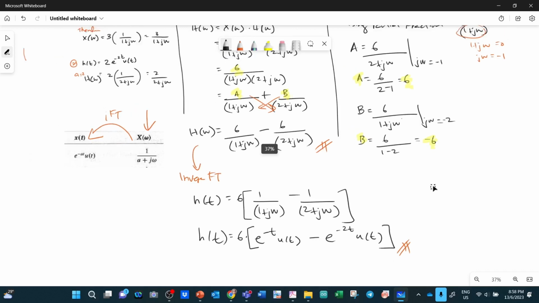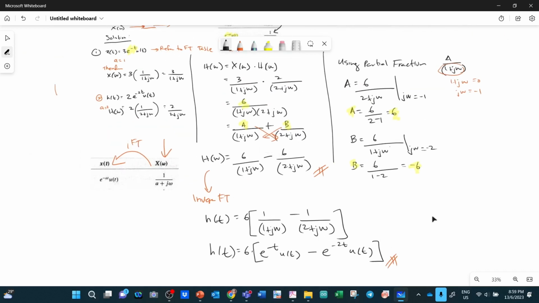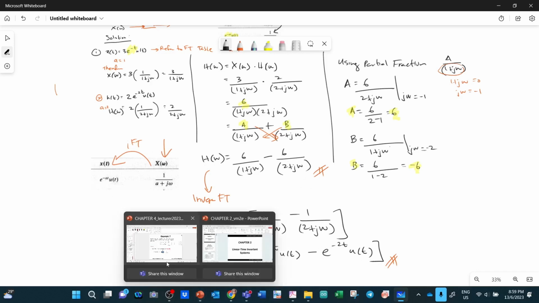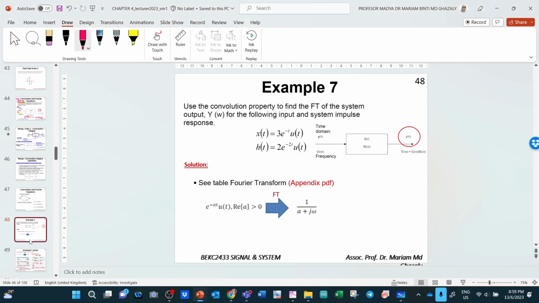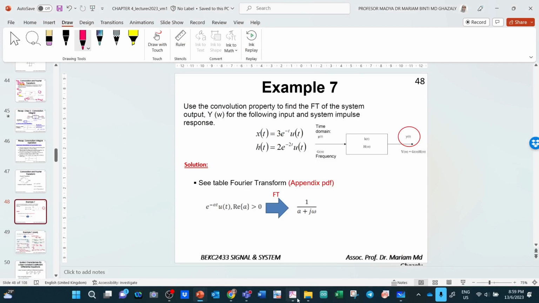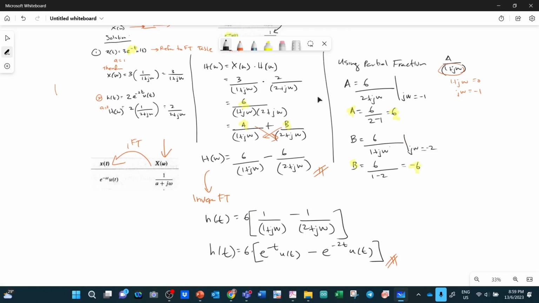Okay, so now you have learned how to use convolution using Fourier transform and inverse Fourier transform. This one is a simple example. Any question from students? Any part in this one that you don't understand?